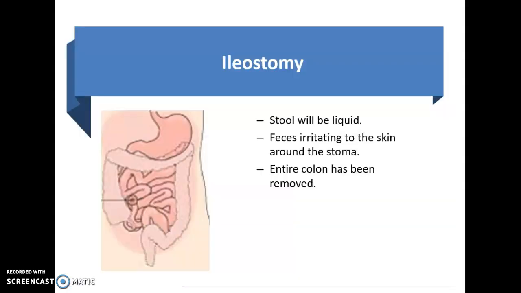With an ileostomy, the stool will be liquid, and this is more acidic fluid that's coming out of here, so it's more irritating to the skin around the stoma. And if somebody has an ileostomy, that usually means the entire large intestine's been removed.